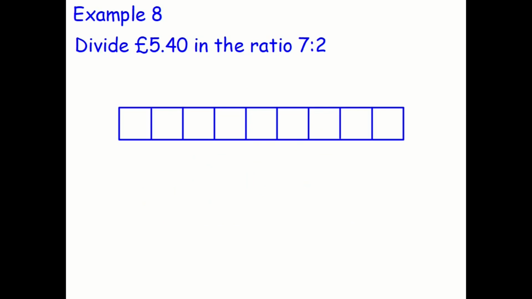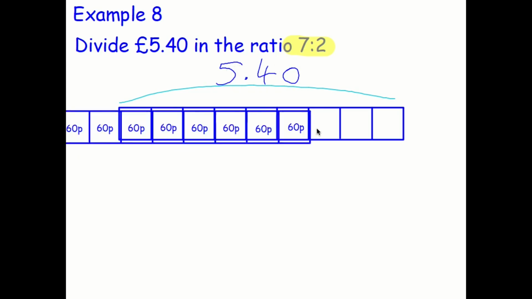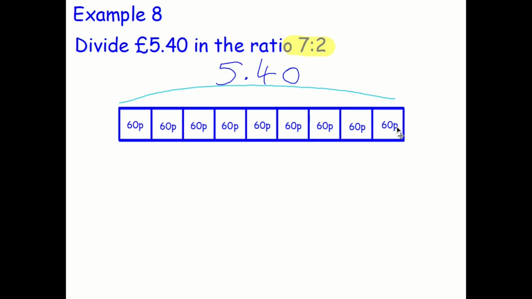Example 8, divide £5.40 in the ratio 7 to 2. So again, add up the ratios. 7 plus 2 is 9. Hence you're doing £5.40 divided by 9. And hopefully you'll be able to spot that 54 is there. 54 divided by 9, of course, is 6. So each box there is 60p.